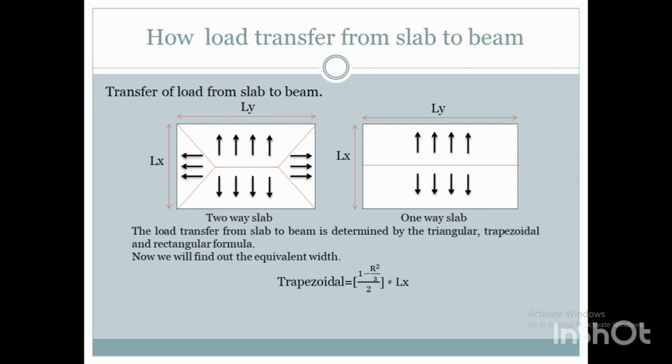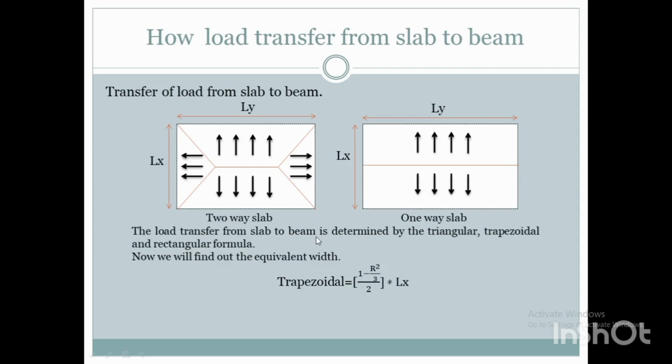Here we will discuss the formulas for trapezoidal, rectangular and triangular load. For trapezoidal, the formula of the equivalent width is equal to (1 - r²/3) divided by 2, multiplied by Lx. Lx is the shorter span of the two-way slab and r is the ratio of the shorter span to the longer span. So that is the formula for trapezoidal load.